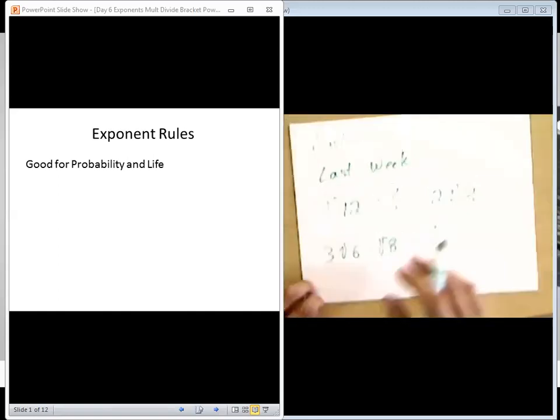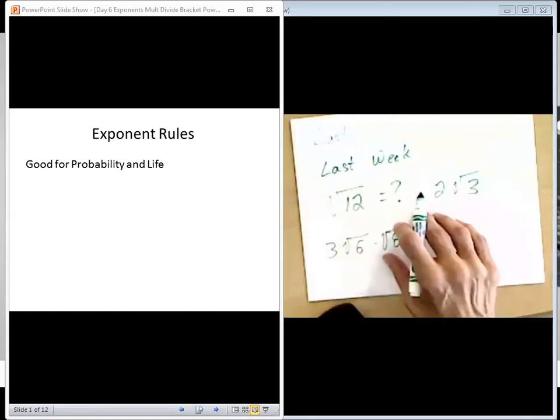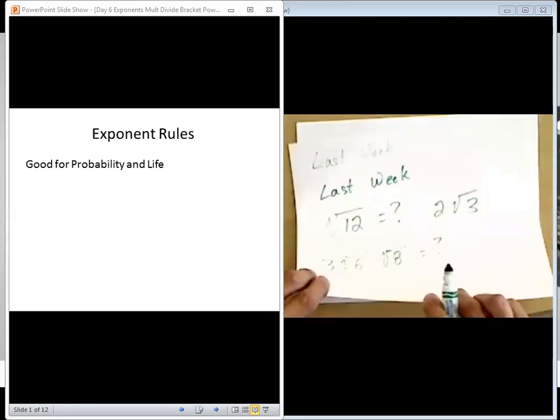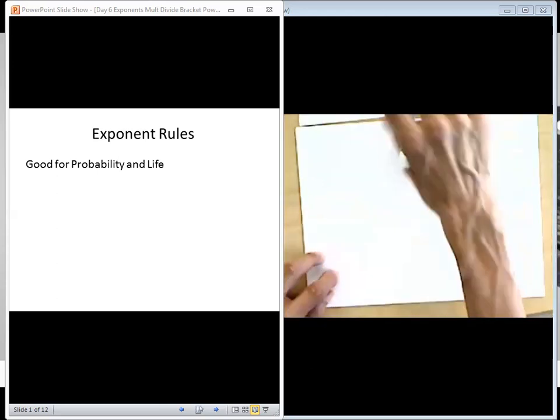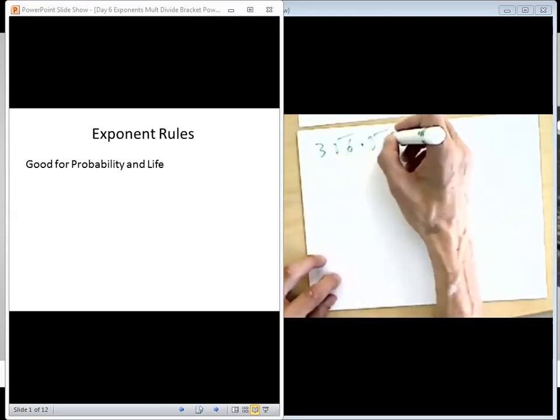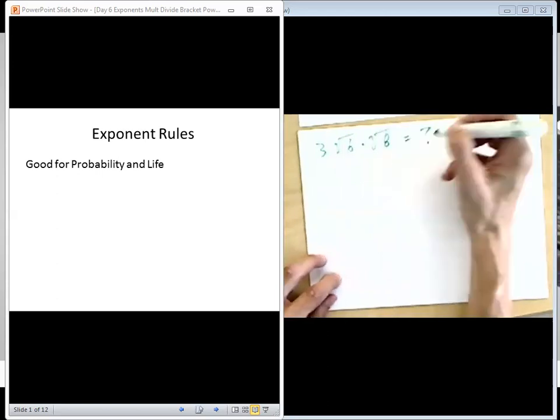Should we check? Oh, earthquake. Should we check and see? A little warm-up reminder. How do you solve this thing? 3 root 6 times root 8.